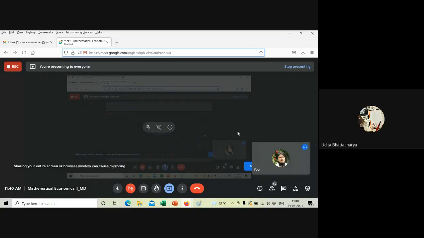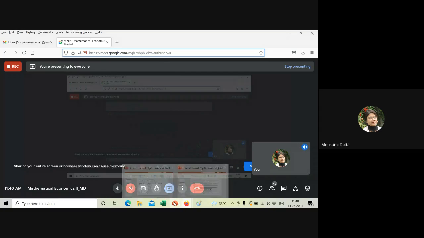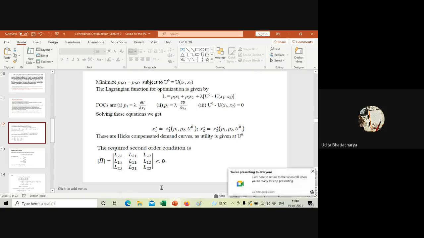Ma'am, in the expression u naught minus u of x1 comma x2, what does that expression taken separately mean? Does it have any intuitive meaning? In the Lagrangian, u naught minus u x1 comma x2, I was asking whether it has any intuitive meaning.